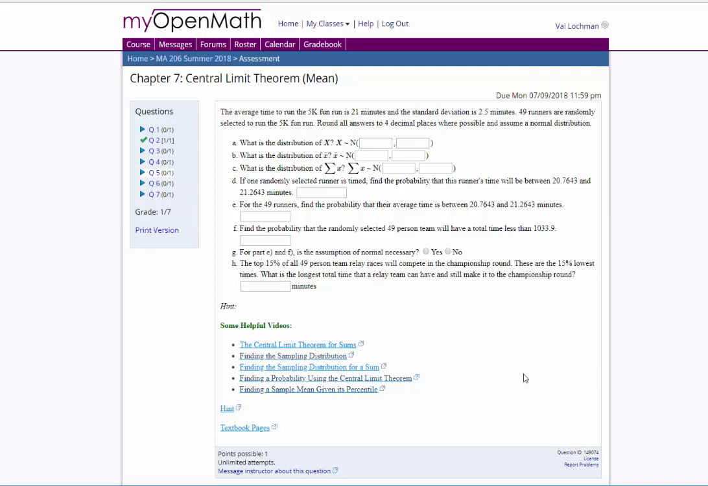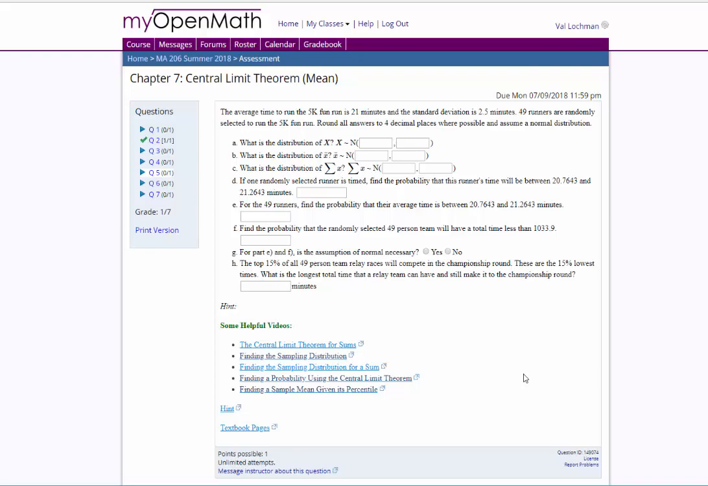The average runtime for 5K is 21 minutes with a standard deviation of 2.5. 21 minutes, that's pretty fast actually. Around 5K is a lot. And then we have 49 runners that are randomly selected. Round all of your answers to 4 decimal places where possible, and assume a normal distribution.